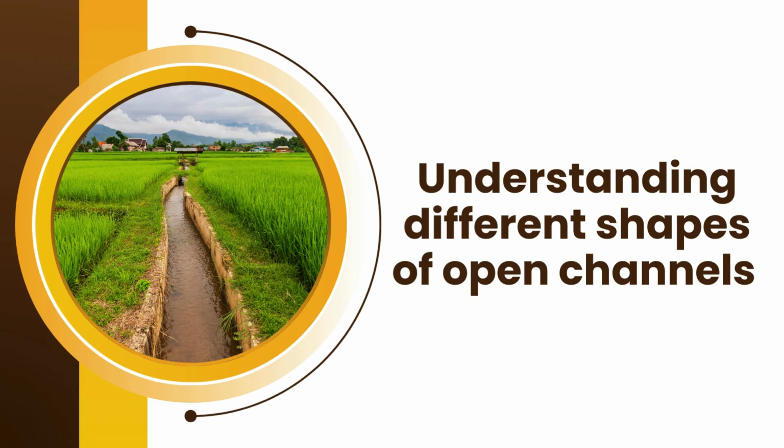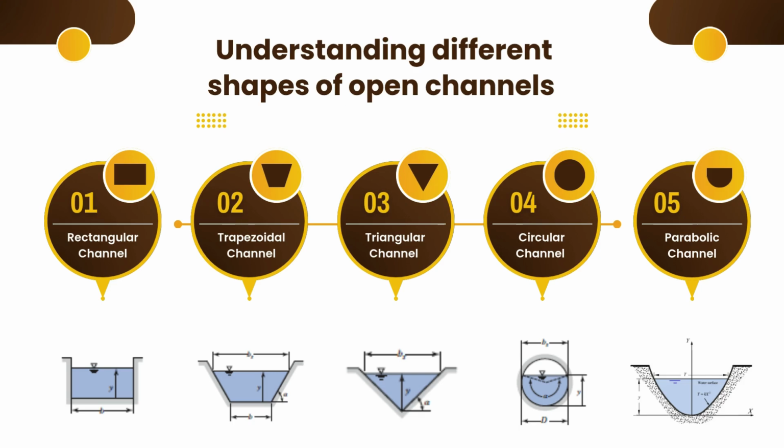In open channel flow, the shape of the channel plays a crucial role in how water moves. Each channel shape has unique advantages and is chosen based on the type of flow, stability needs, and construction requirements. Let's explore the most common shapes used in open channel design and understand why selecting the right one matters. Understanding different shapes of open channels.